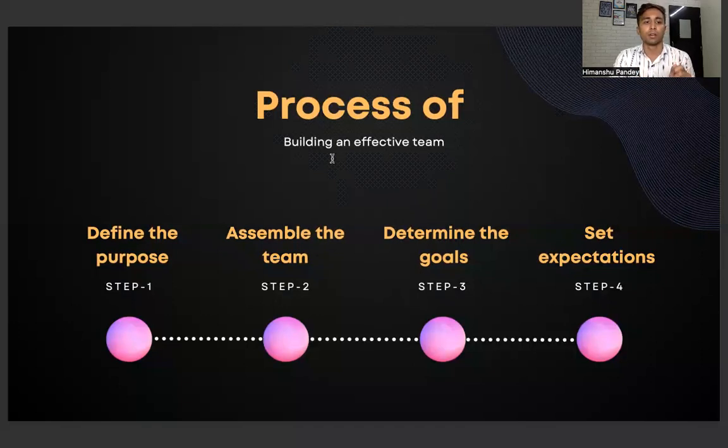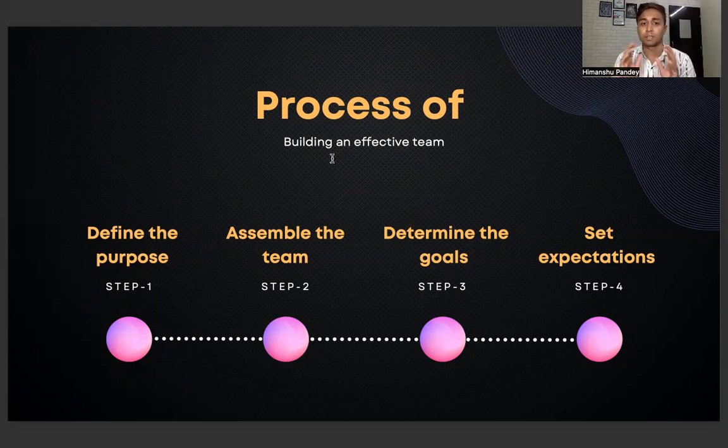So the first step in order to make an effective team is to define a purpose. If you are planning to make a team, you need to define a purpose, for what purpose you need a team. What is the purpose to hire people or to gather people? If you have a purpose, then you can start assembling the team.